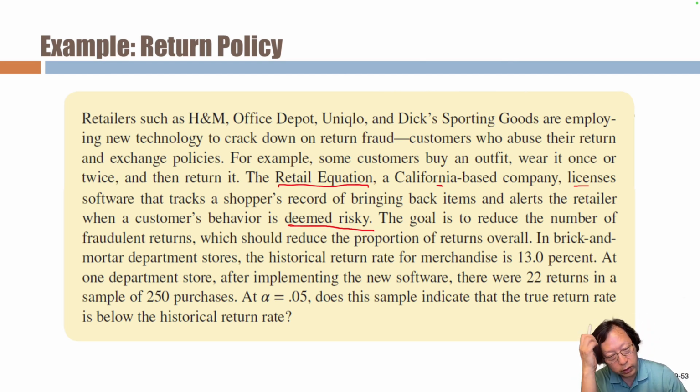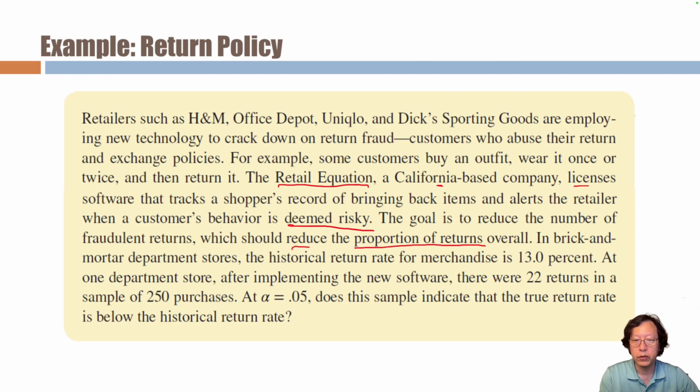So it just keeps recording who returned the item and how often, and then tries to find the black customers. The goal is to reduce the number of fraudulent returns, which should reduce the proportion of returns overall. So if you prevent this return fraud, then the total proportion of returns will be reduced overall. The historical return rate of the merchandise is 13%. After implementing the software, there were 22 returns in a sample of 250.